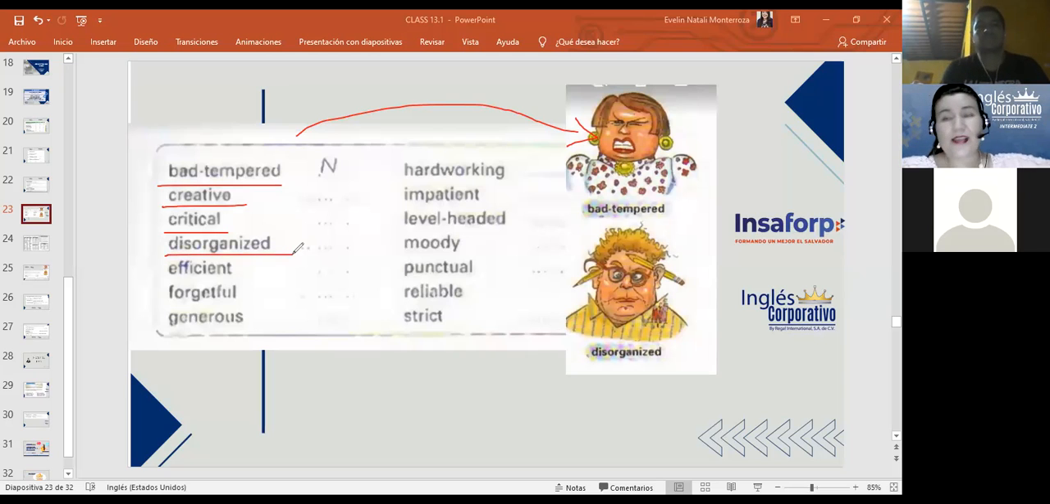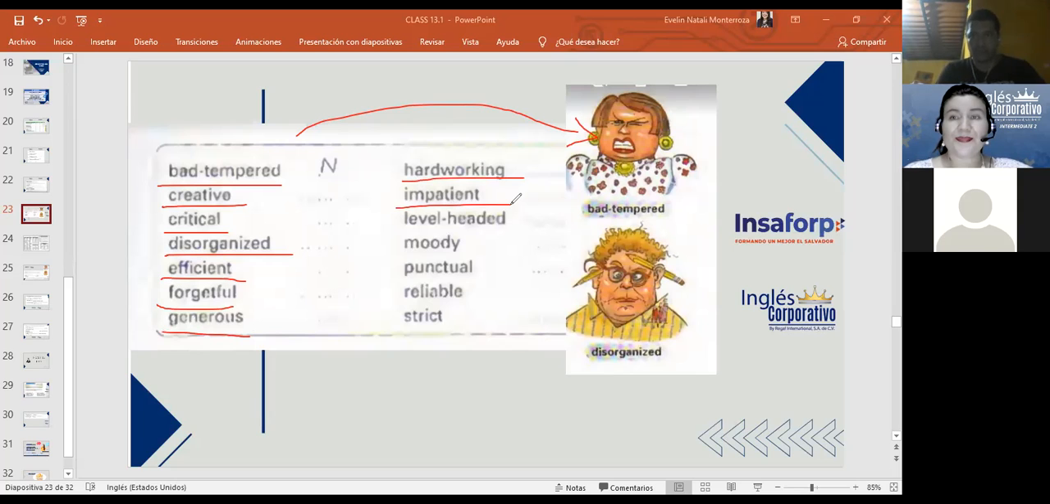Disorganized. Everything is a chaos. It's like, what happened here? We have also efficient. That's a person that, as in good Spanish, you have chispudo, buzo, efficient, right? Forgetful. Ah, my God, I forgot it. Forgetful. Generous. Generous is a person who gives without asking for it back, right? Hardworking, it's a person who works a lot and who works well, right?